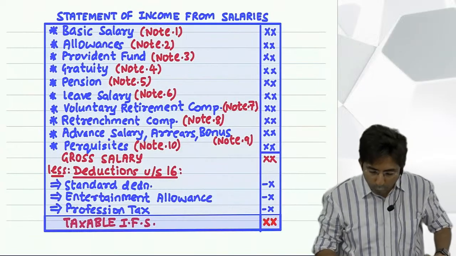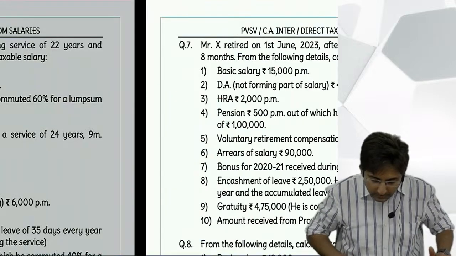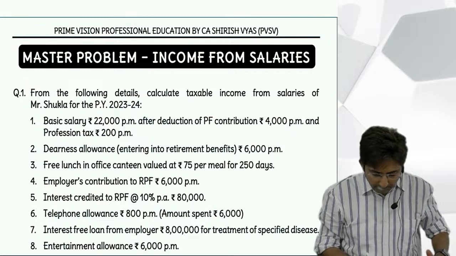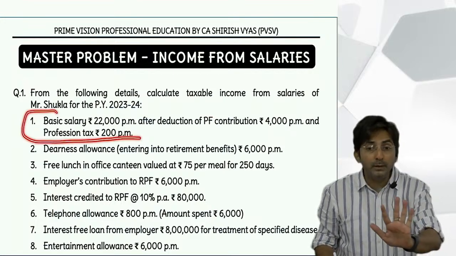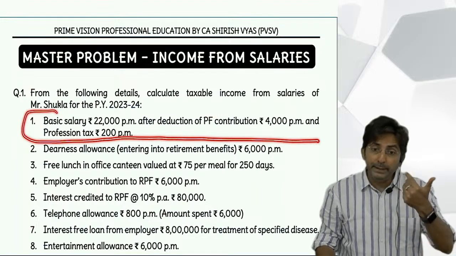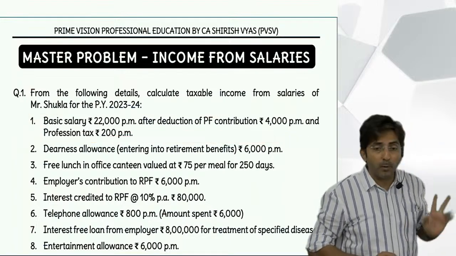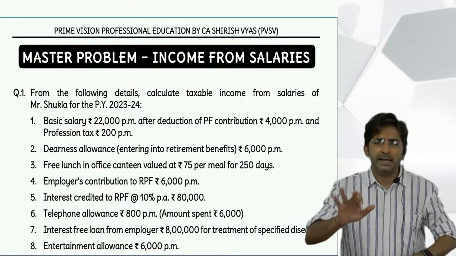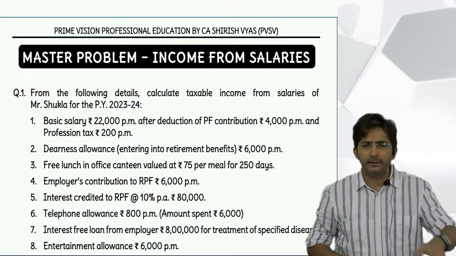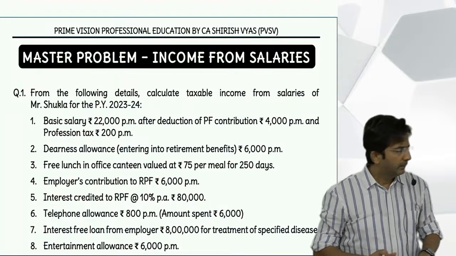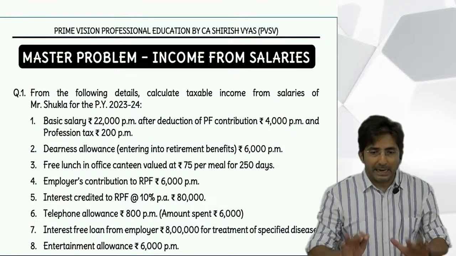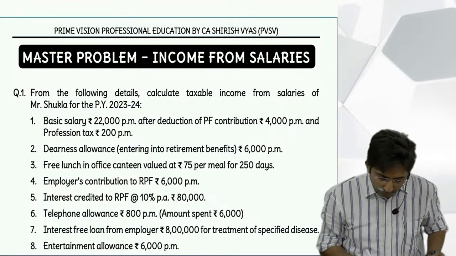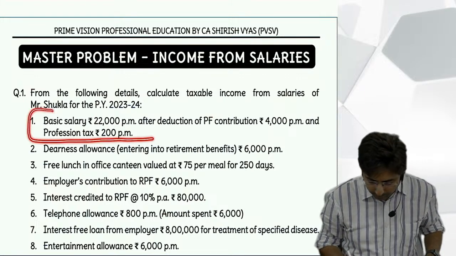So do one thing, try this one. If you understood this concept, try this one. We are not solving this sum. This is a sum to be taken at the end. This master problem means, in one question, I put everything. So on exam day, just solve this question, that's it. But right now, we are not solving it because it will be too early, since we have just started the chapter. But I just want you to try this point.